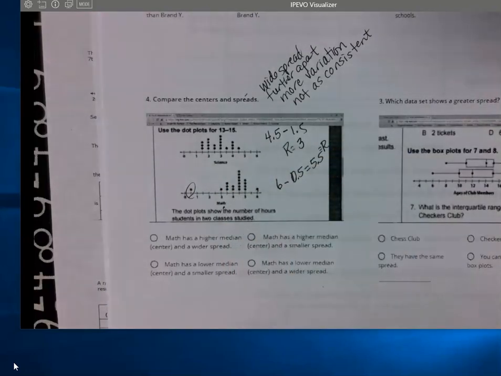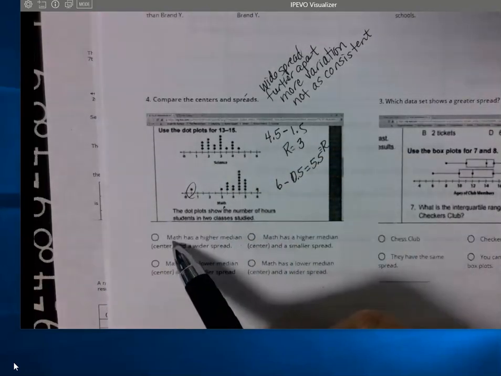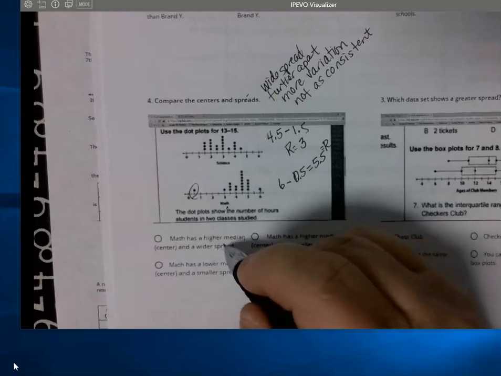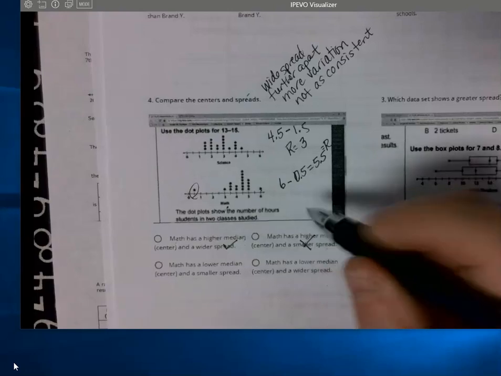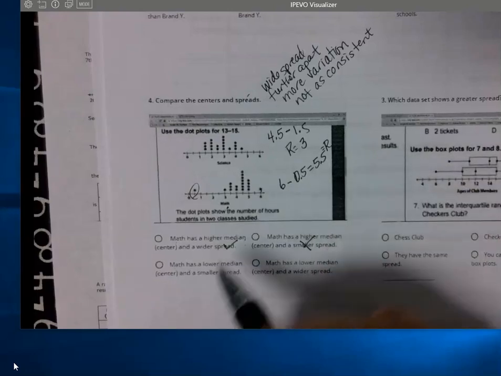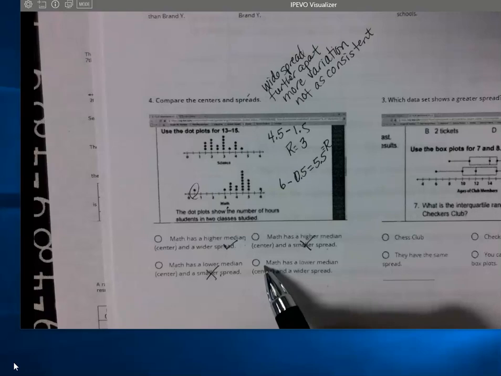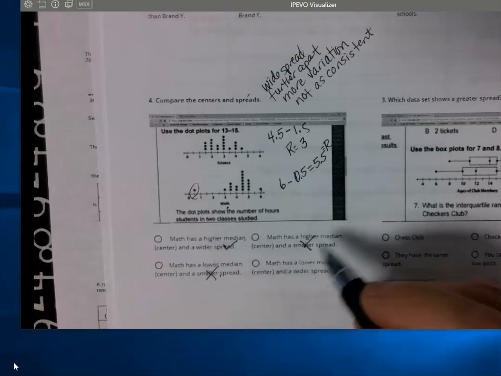So let's look down below and see where math has a wider spread. Math, higher median, wider spread. Yep. Math has a smaller spread. No. Math has a smaller spread. No. So now we're down to 2 possible answers.